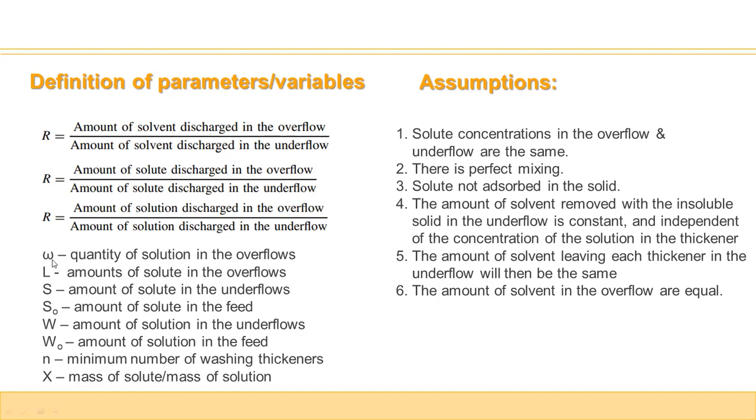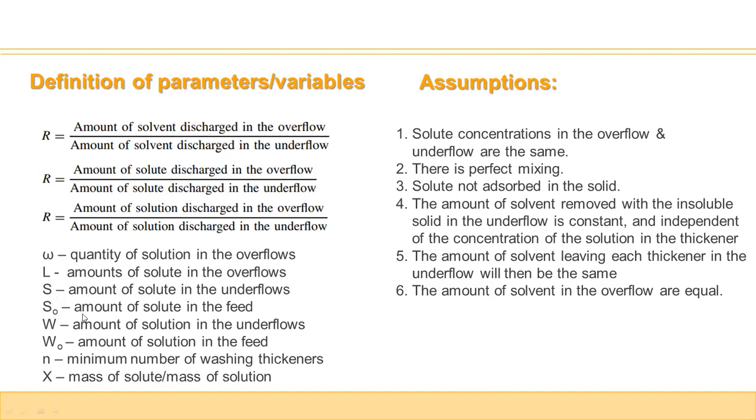So your small w is the quantity of solution in the overflow, which you have seen already in the illustration and pointed out to you. The L is the amount of solute, which was also mentioned. The S is the amount of solute in the underflow. So you will have a corresponding subscript here depending on where that particular stream of your solute came from. Okay, so this could be S sub 1, S sub 2, it depends.